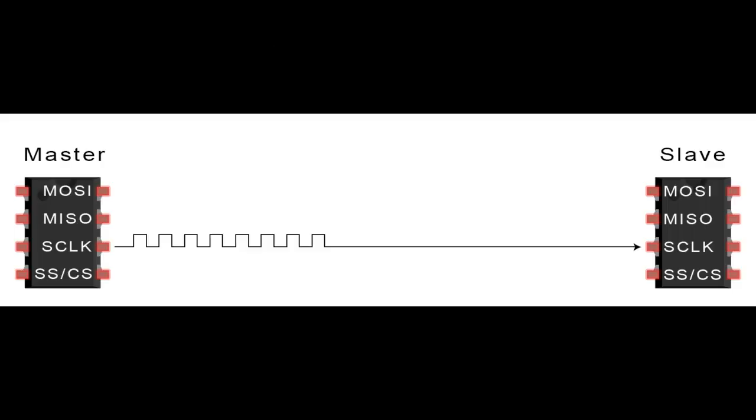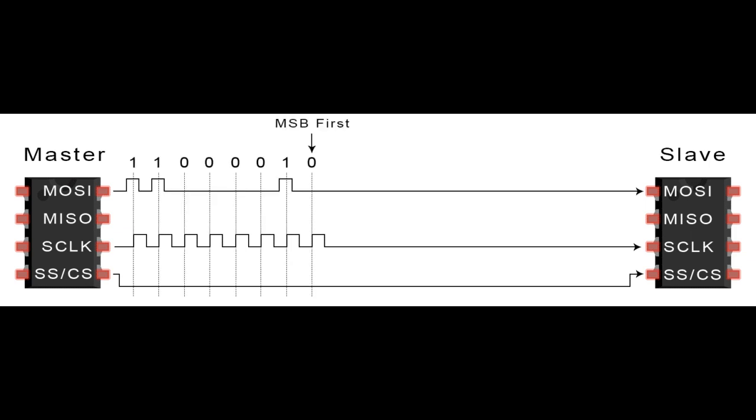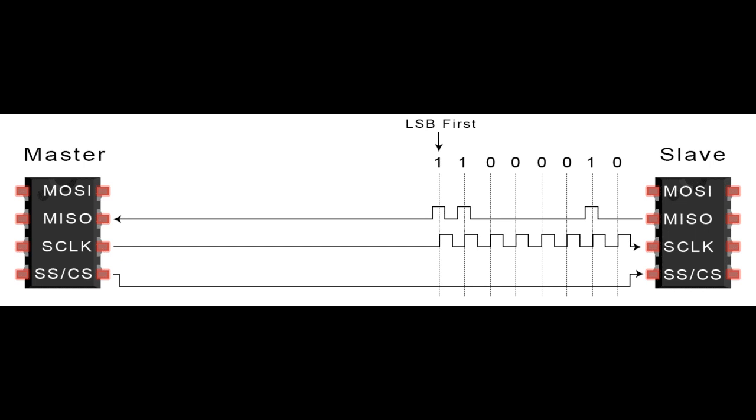Let's discuss the steps of SPI data transmission. In the first step, the master outputs the clock signal. In the second step, the master switches the SS/CS pin to a low voltage state, which activates the slave. In the third step, the master sends the data one bit at a time to the slave along the MOSI line. The slave reads the bits as they are received. In the final step, if a response is needed, the slave returns data one bit at a time to the master along the MISO line. The master reads the bits as they are received.